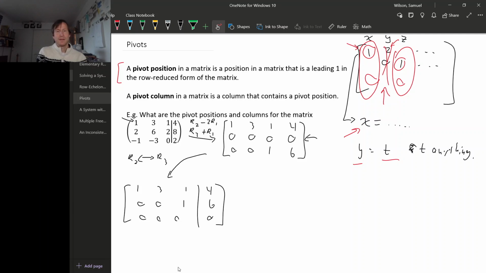Okay. So now the pivot positions are just the leading ones. There's a leading one, that's a pivot position, and here's a leading one, that's a pivot position. And so the columns that are pivot columns are the first column and the third column.